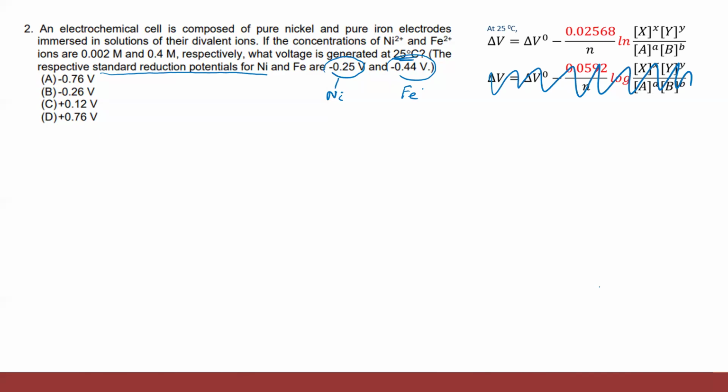When you consider the series, voltage is decreasing, so which voltage is higher here? Which number is higher, negative 0.25 or negative 0.44? This one is higher, isn't it? So this will be your cathode and this will be your anode. So your delta V naught will be negative 0.25 minus negative 0.44. Am I right? So what do we get here?